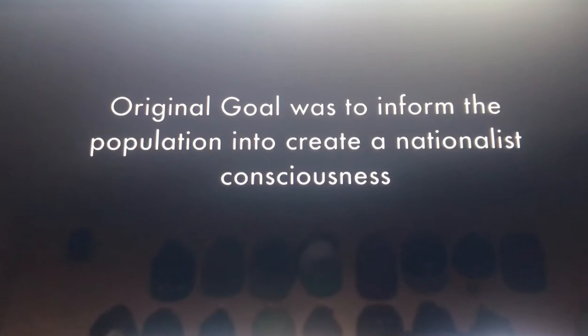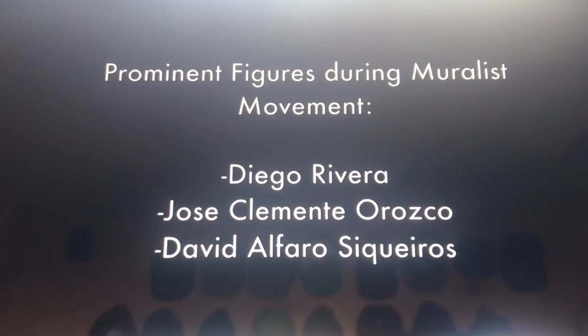The original goal the government had in commissioning artists to paint large-scale murals was to inform the population and to create a nationalist consciousness. The three prominent figures during the Muralist movement were Diego Rivera, Jose Clemente Orozco, and David Alfaro Siqueiros. As these muralists began to renounce the idea that they were confined by government buildings, they decided to branch out to the United States in order to gain more recognition.